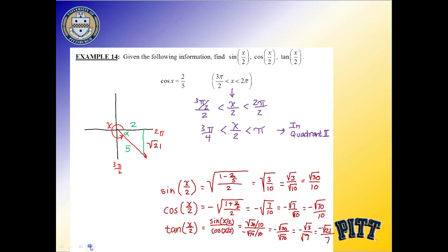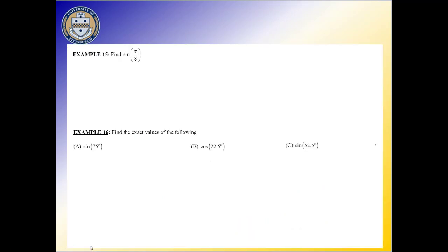So oftentimes this sort of work right here would have to be done in order for you to pick which quadrant x over 2 is going to be, so you make the right choices for the positiveness or negativeness of these trig functions in the long run. So keep that in mind. Do not leave the plus or minus symbol in when using these identities because that would be incorrect.